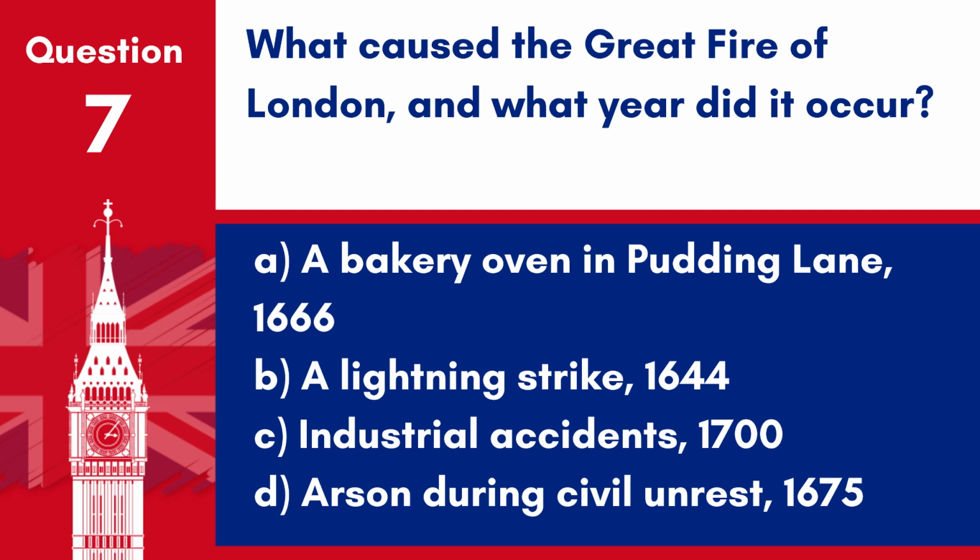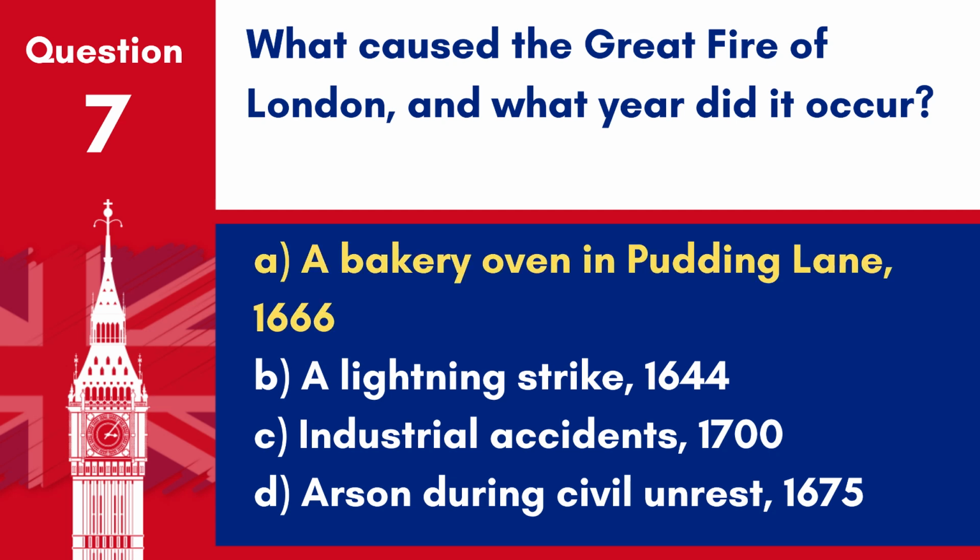Question 7. What caused the Great Fire of London, and what year did it occur? A. A bakery oven in Pudding Lane, 1666. B. A lightning strike, 1644. C. Industrial accidents, 1700. D. Arson during civil unrest, 1675.